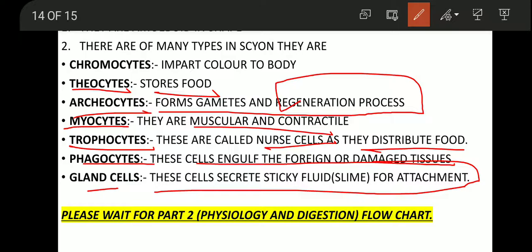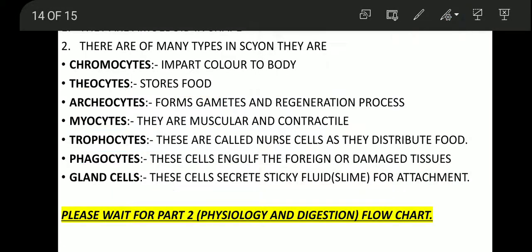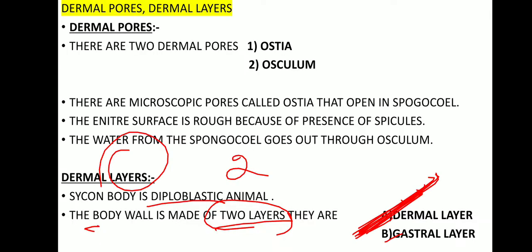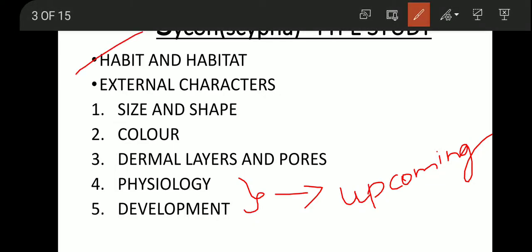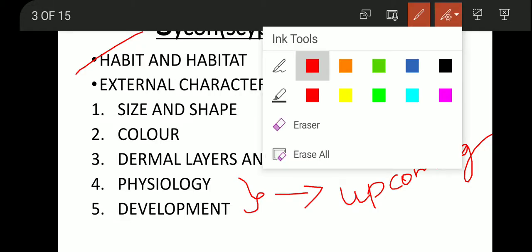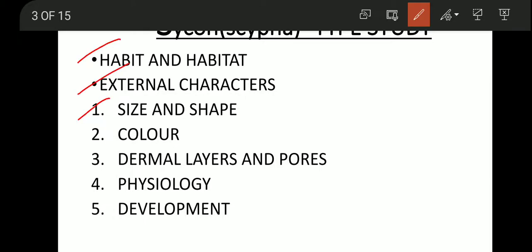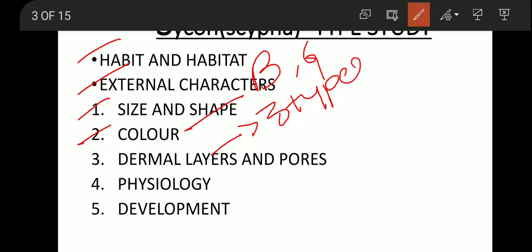So we have completed the habit and habitat. In the external characters, we have completed the size and shape. We have seen the color, it is found in two colors, brown and gray. Now the dermal layers, there are actually three types of layers.